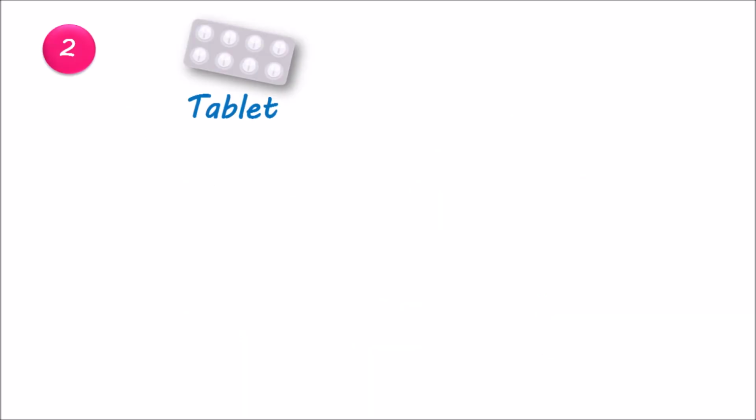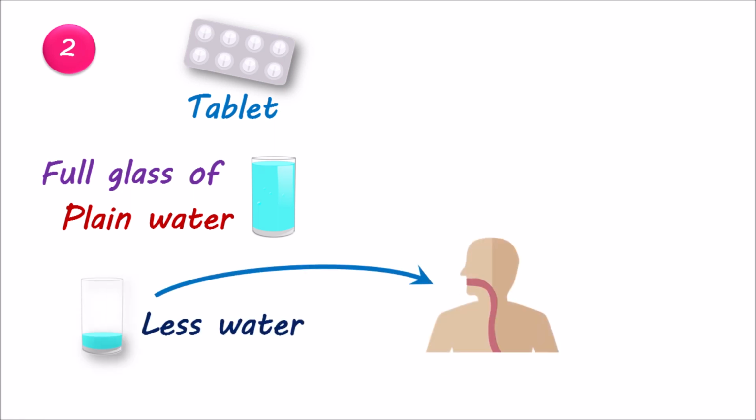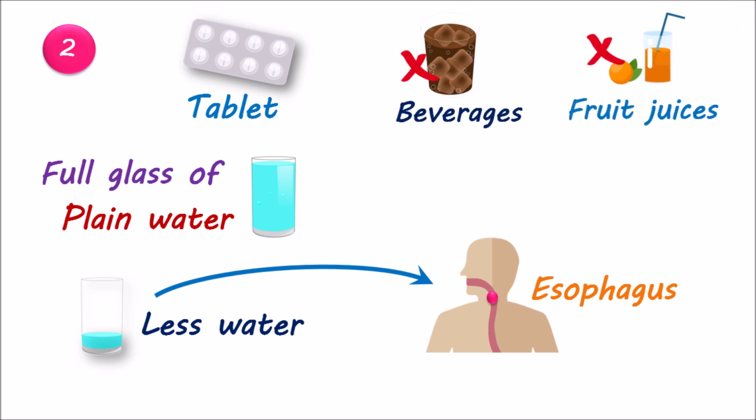Second, you should take alendronate tablets only with a full glass of plain water. This ensures proper delivery of the tablet into your stomach. Taking less water may cause a small deposition of this tablet in your esophagus, which can cause irritation. You should avoid taking alendronate with beverages, fruit juices, and even mineral water. All these components can reduce the absorption of alendronate into your body.